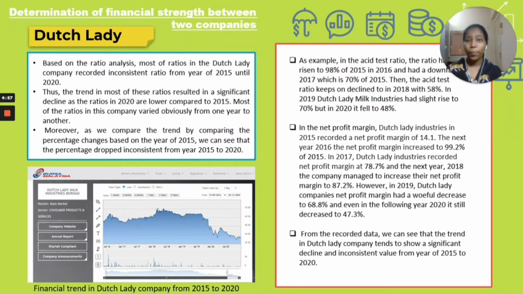Now, let's compare which company appears to be a stronger candidate financially based on the ratios analysis. Most of the ratios in the Dutch Lady company recorded inconsistent ratios from the year 2015 until 2020. Thus, the trend in most of these ratios resulted in a significant decline, as the ratios in 2020 are lower compared to 2015. From this recorded data and graph, we can see that the trend in Dutch Lady company tends to show a significant decline and inconsistent value from the year 2015 to 2020.